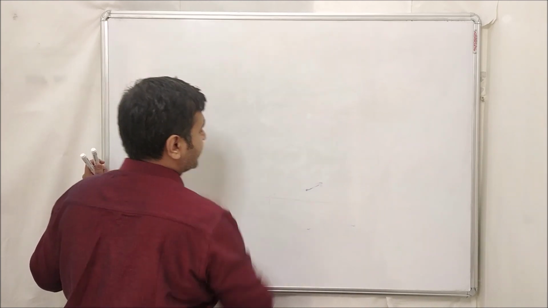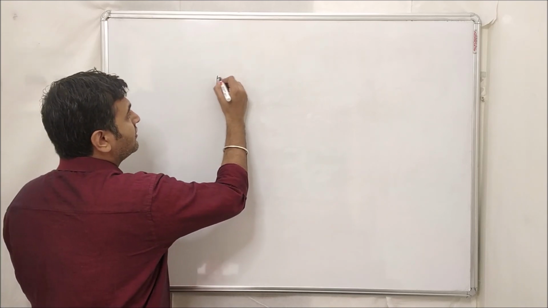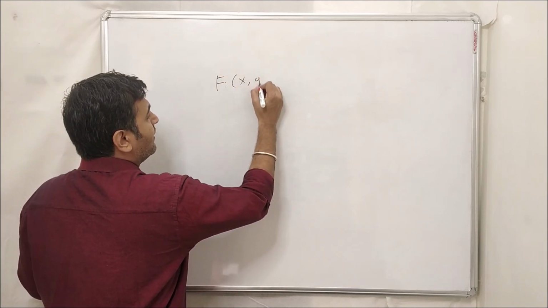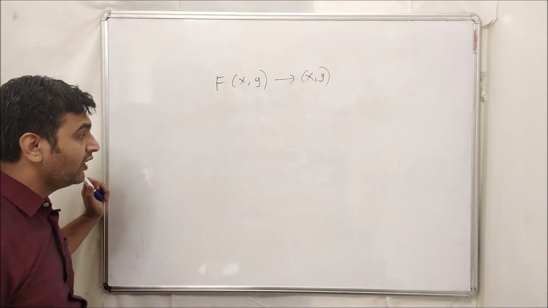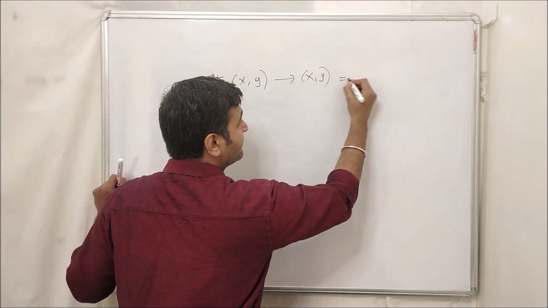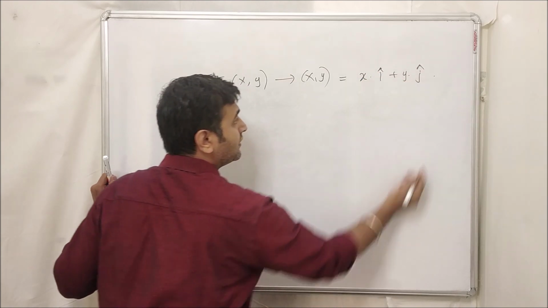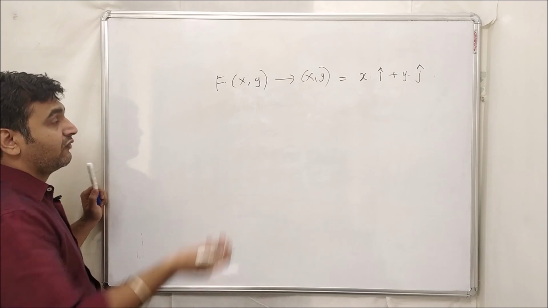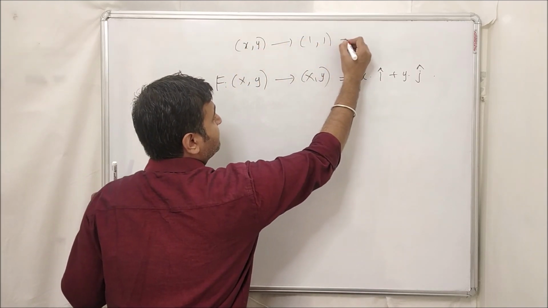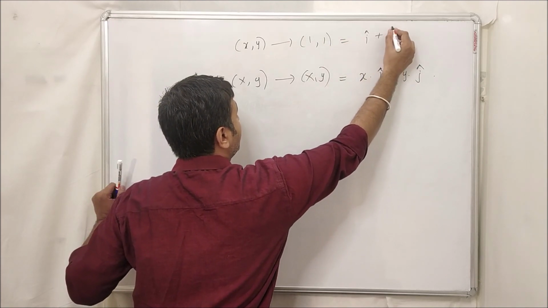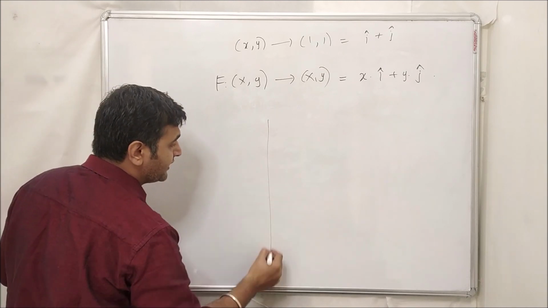Okay, now let's go for the second example. Now let's take a different kind of example. Suppose your f of xy goes to x comma y, the identity function. So this is one way of writing. Another way is sometimes people also write x times i plus y times j. So that's also one notation. For the previous one, x comma y was going to 1 comma 1, so sometimes people also write i plus j, like 1 times i plus 1 times j. Now here you have an identity function.